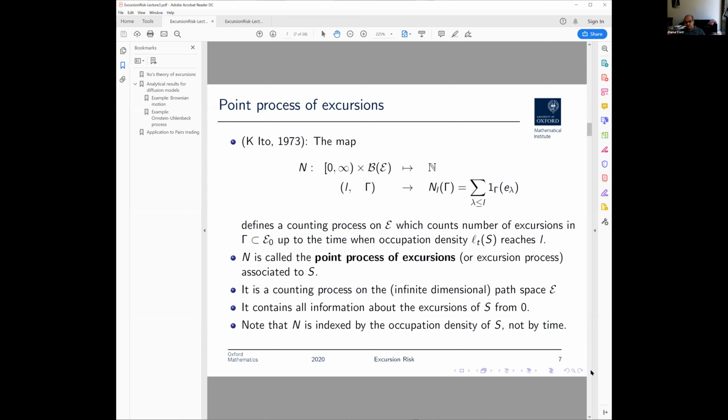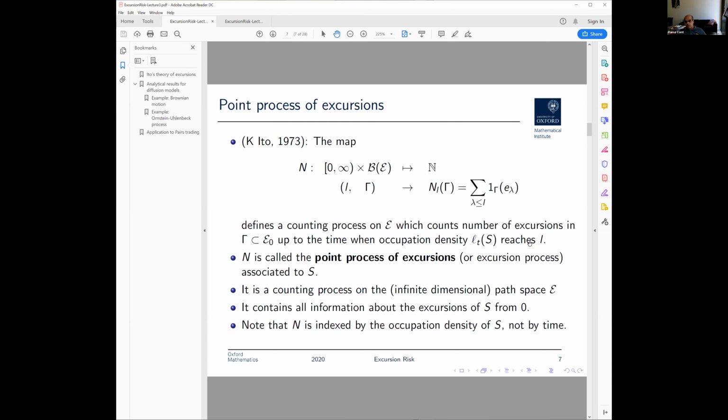So what is the point process of excursions? You give me an occupation density level L, you give me a set of excursions gamma, and I count how many of the excursions that I cut from the path of S up to occupation density L fall in gamma. So this is a counting process. It defines a counting process on the space of excursions E, which counts the number of excursions of a certain type up to the time when the occupation density reaches L. Okay?